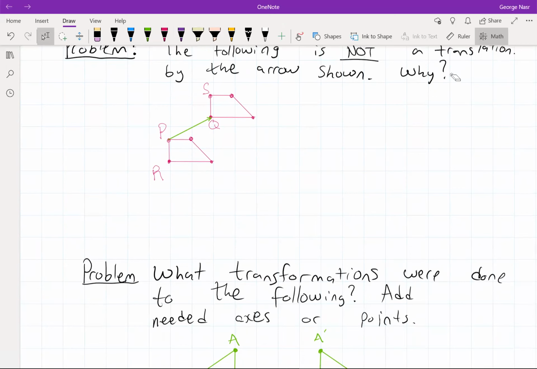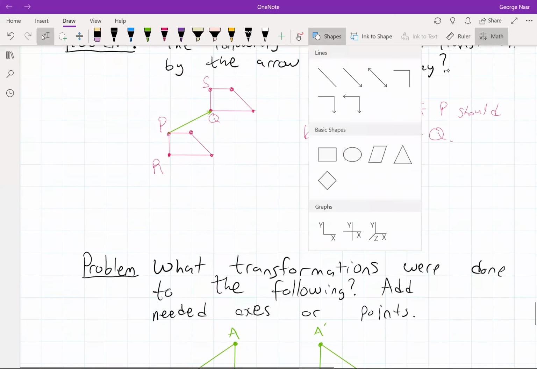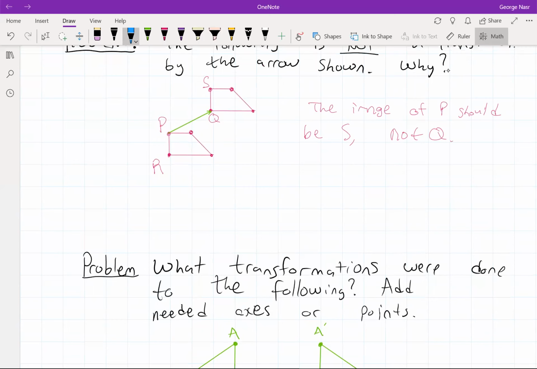And so that's the idea, is that the image of P should be S, not Q. That's basically the whole idea. And so the point is that the translation arrow should actually look like this. Should look more like that.